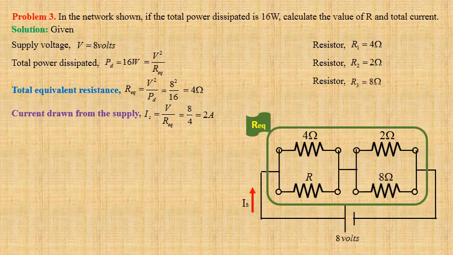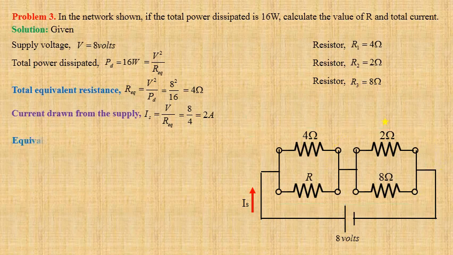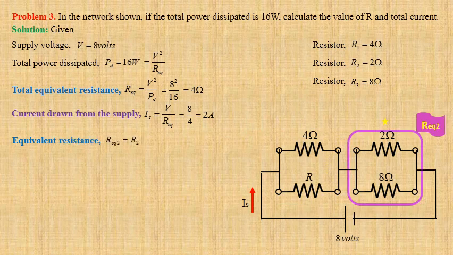Here resistors R2 and R3 are connected in parallel. Their equivalent resistance Req2 equals R2 parallel with R3, that is equal to R2 into R3 divided by R2 plus R3. Using values we get 2 into 8 divided by 2 plus 8 equals 1.6 ohm.